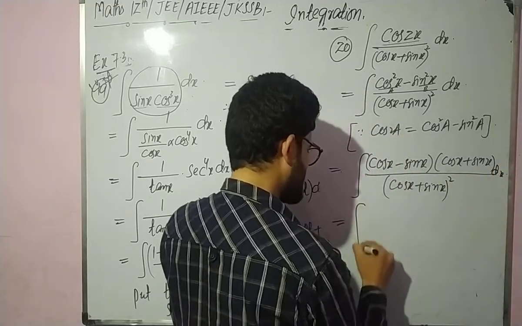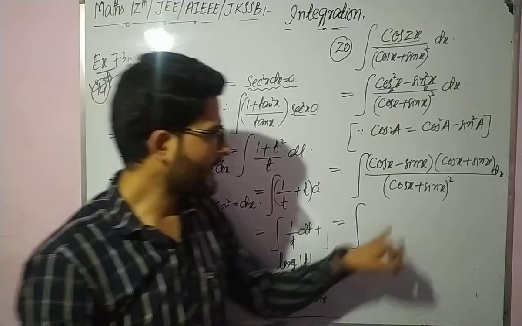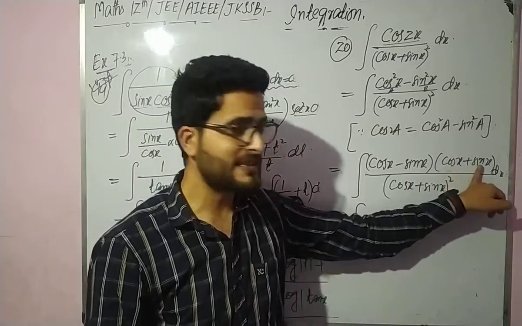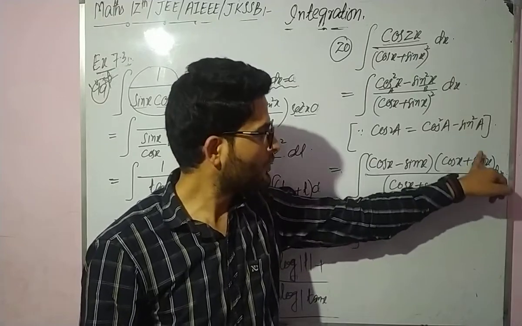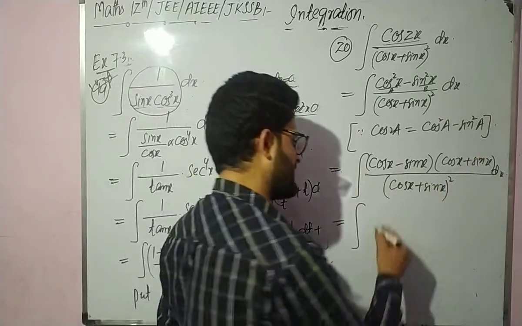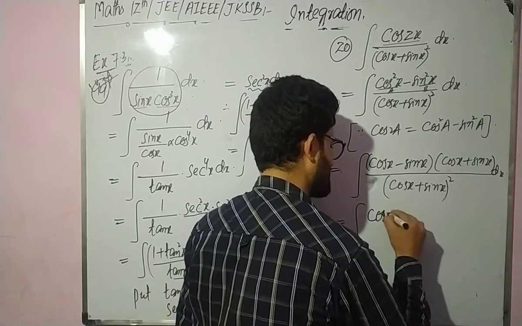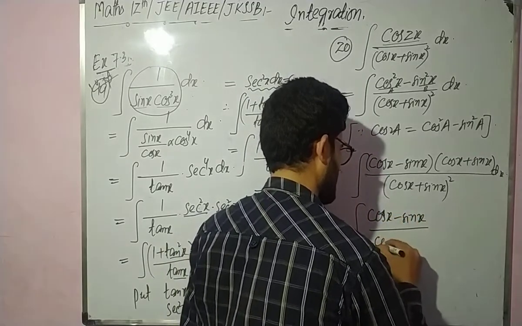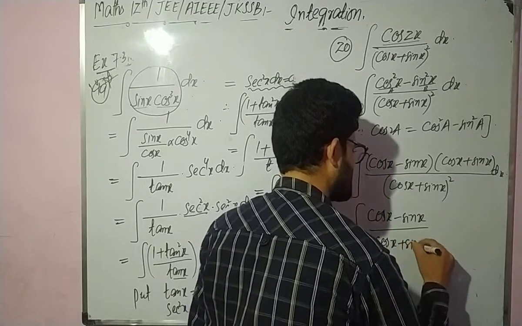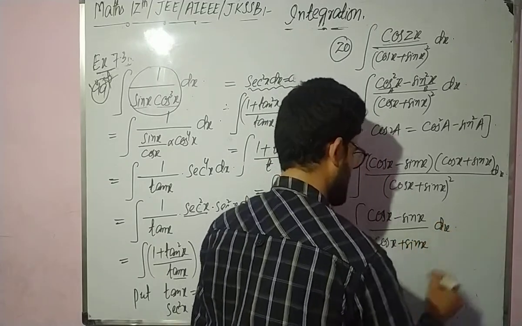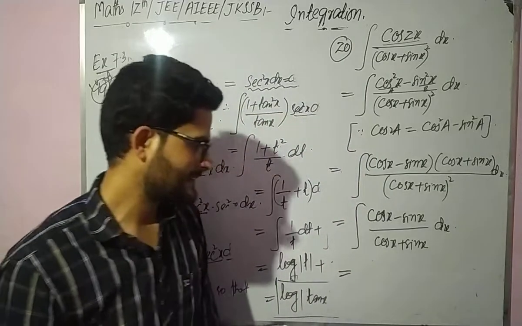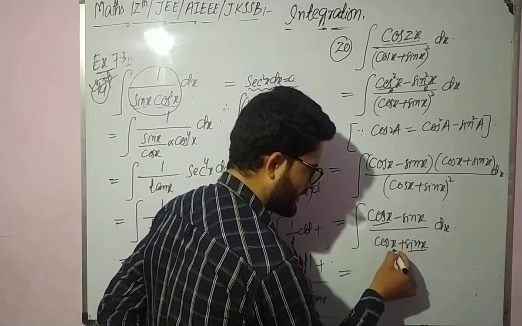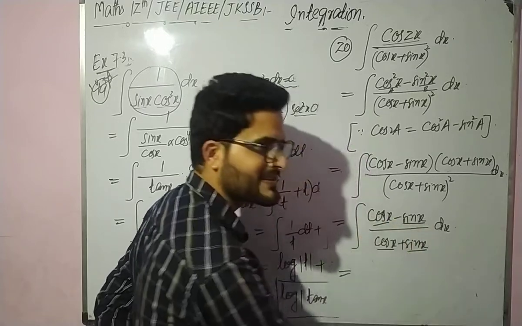Can be further written as integration of, in the denominator cos x plus sin x whole square means it is multiplied 2 times, and cos x plus sin x in the numerator is multiplied 1 time, so 1 time and 1 time cancel, and what remains is cos x minus sin x divided by cos x plus sin x into dx. Now that can be further written as, look at sin x, its derivative is cos x, look at cos x, its derivative is minus sin x.